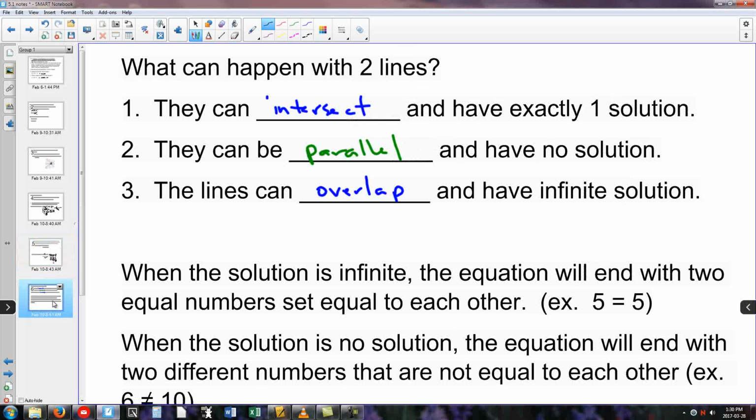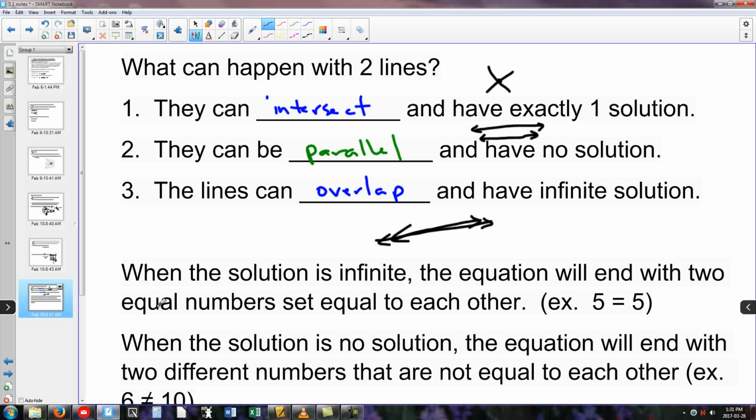There are three different types of solutions, or three types of things that can happen. Two lines can intersect in one spot and have exactly one solution. Two lines can be parallel and never cross each other. If they never cross each other, then there'd be no solution. And then we can have two lines that are directly on top of each other. You can imagine those being exactly on top of each other, and they cross infinitely many times.